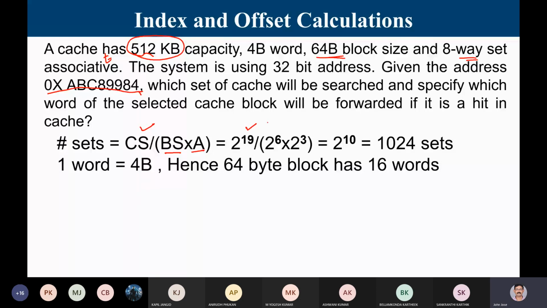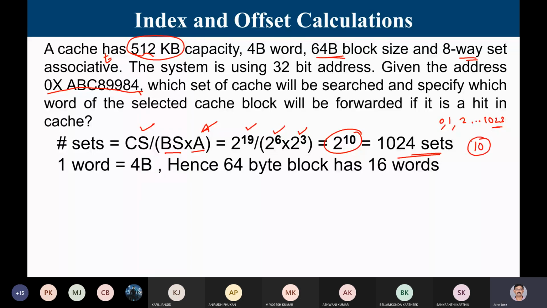So 512 KB is 2 power 19 bytes, divided by block size of 64 bytes, which is 2 power 6, and associativity, 8-way, which is 2 power 3. That gives you 2 power 10. That means I have 1024 sets, beginning from 0, 1, 2, 3, up to 1023. These are the set numbers. Since 1024 is 2 power 10, out of the physical address, 10 bits go for the index.